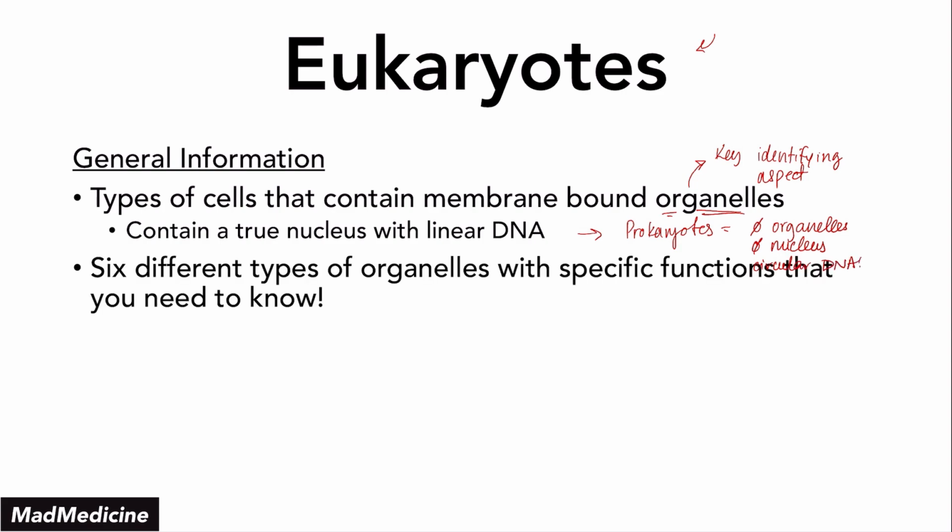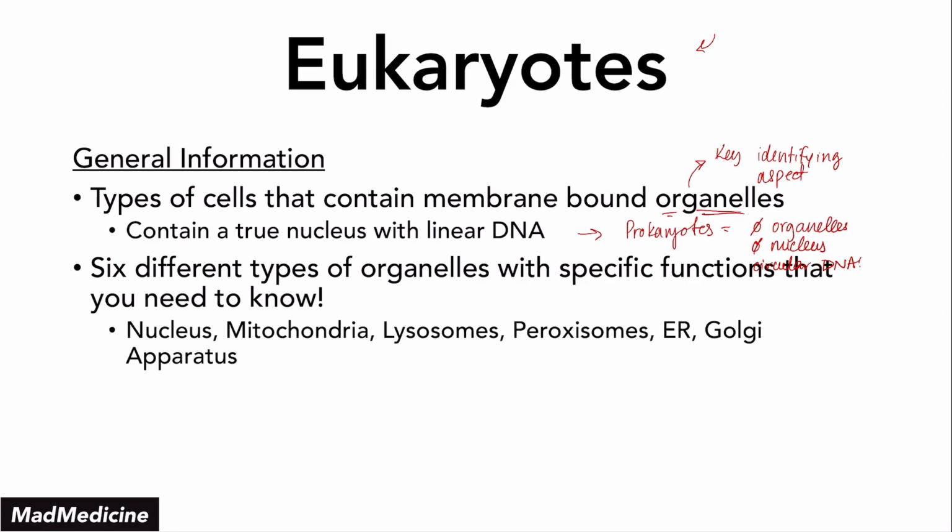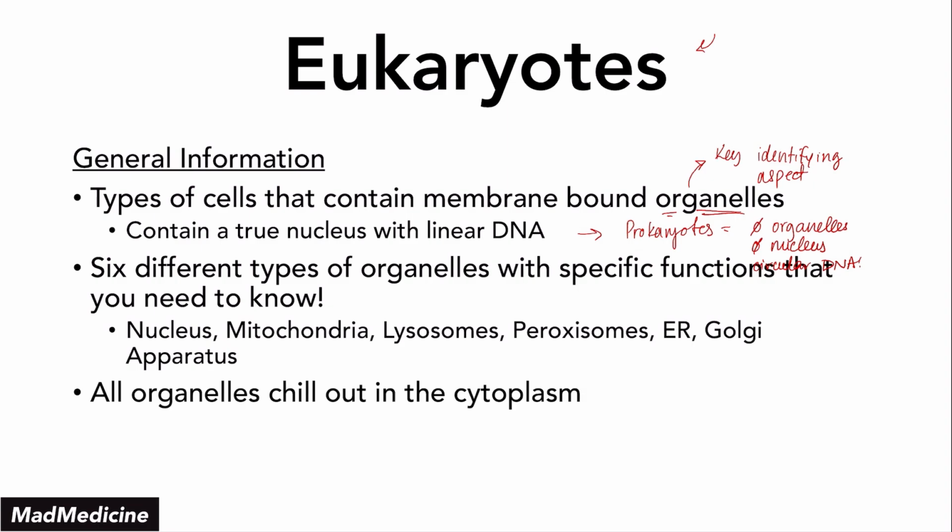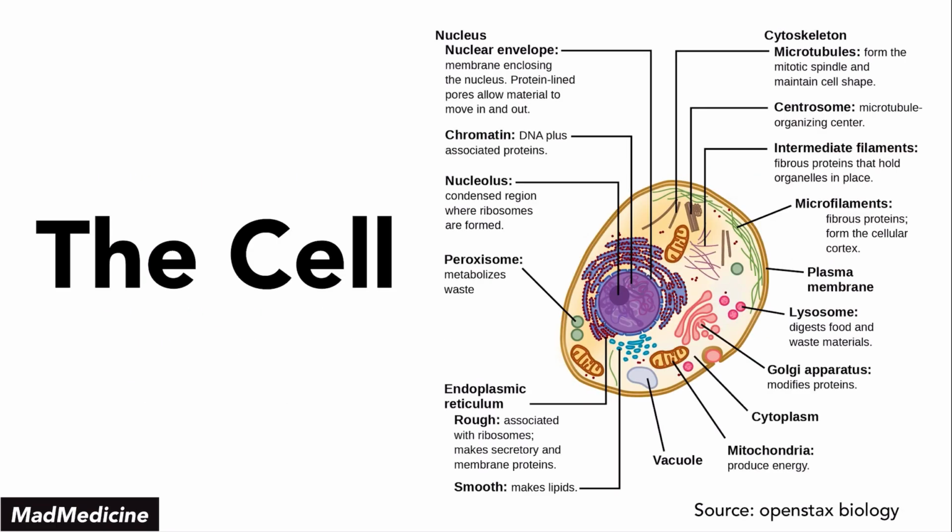Now, there are 6 different types of organelles you need to know, especially in the context of eukaryotes, along with their functions, and they are all listed right here. We're going to talk about each and every one of them in this lecture. All of these organelles sit in the cytoplasm. So with that being said, let's talk about the cell. This is what the cell looks like. These are all the different types of organelles located within the eukaryotic cell. I probably should have written the eukaryotic cell.